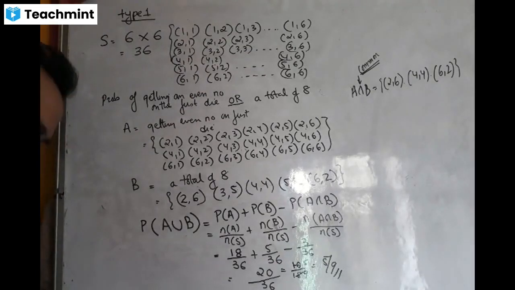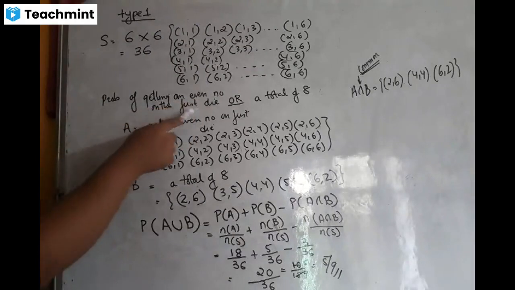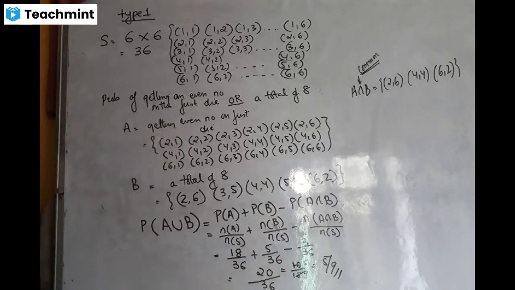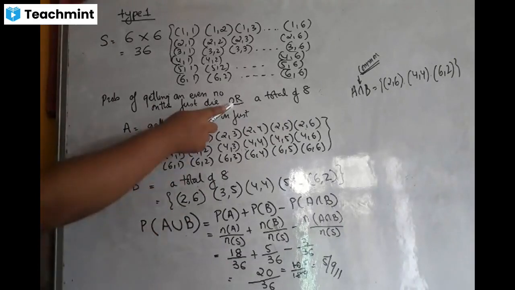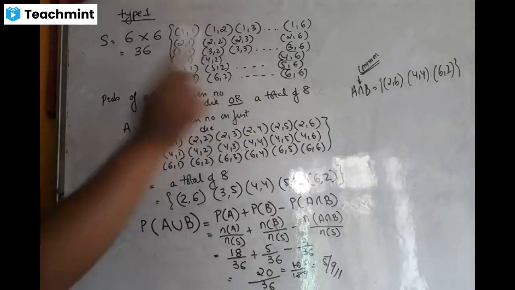Now, what is the probability of getting an even number on the first die? That means I must get an even number on the first die. Got it? Or a total of 8. That means I can get a total of 8 also. So what does or mean? It means union. So we got two events. One is an even number on the first die. One is a total of 8.